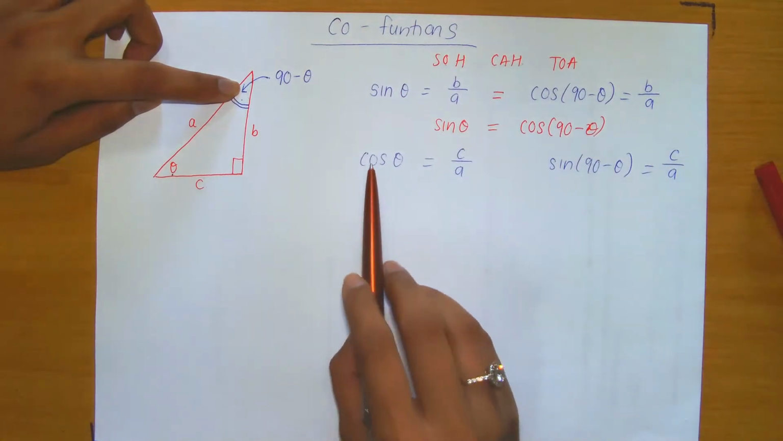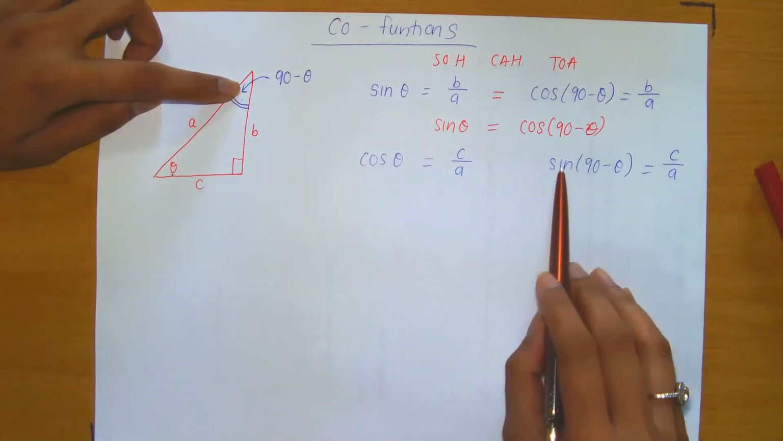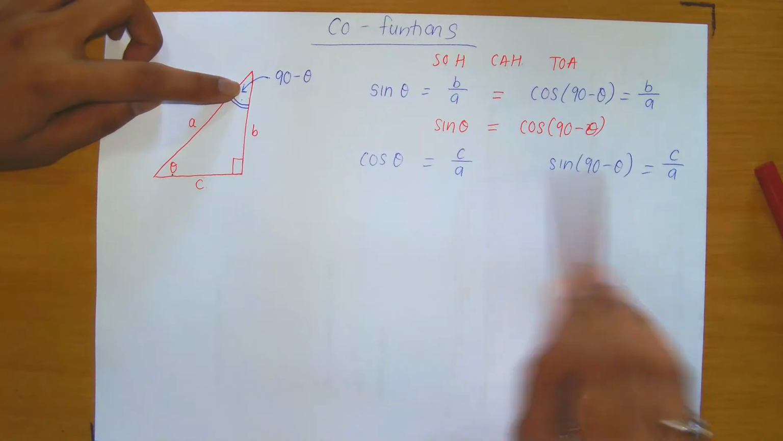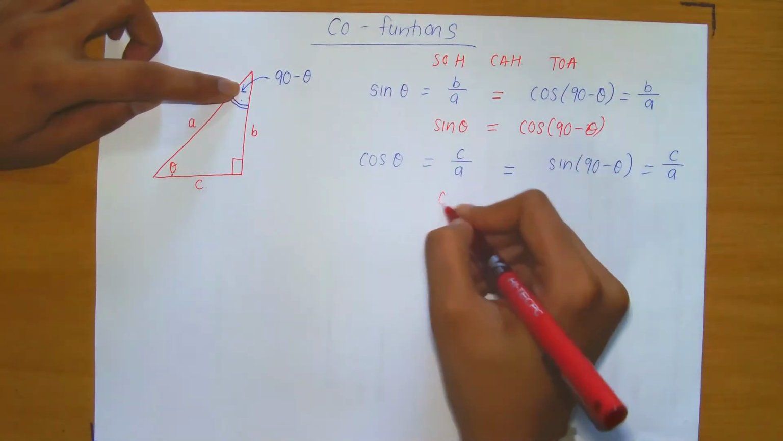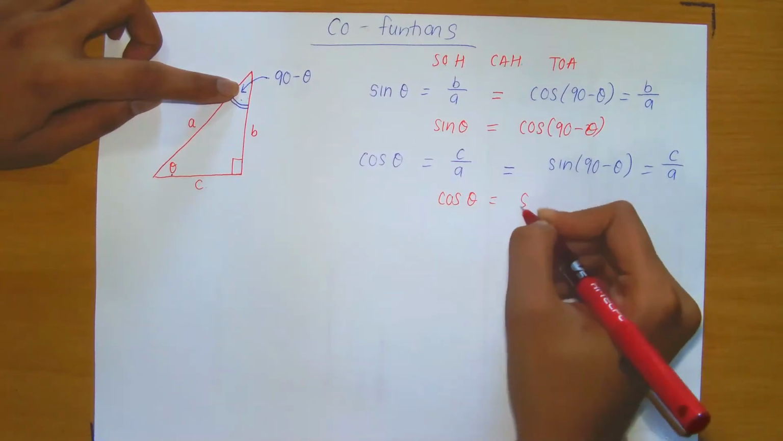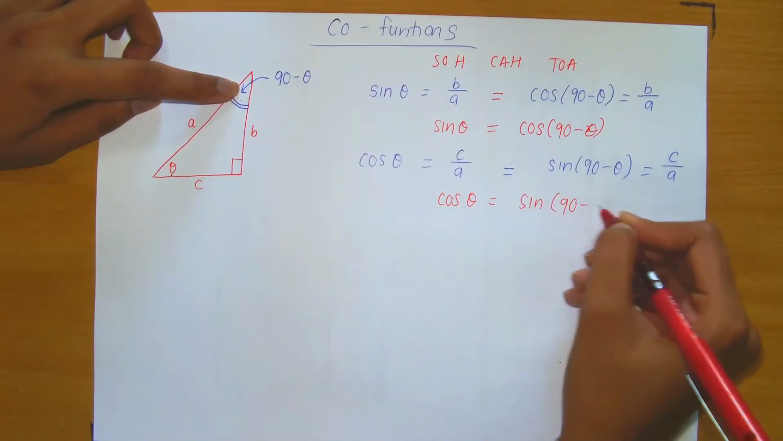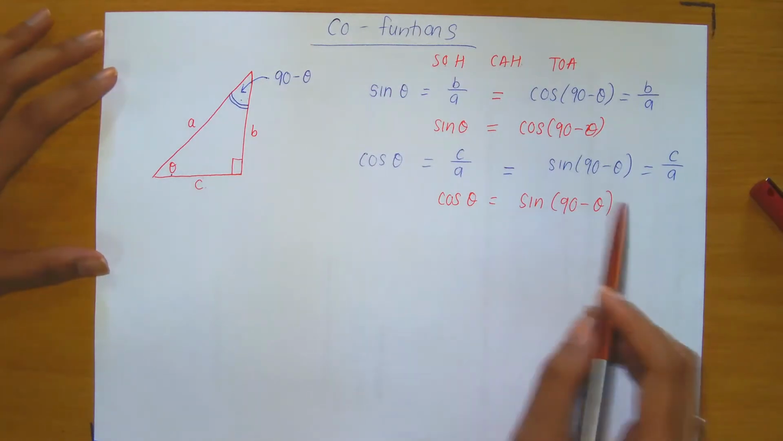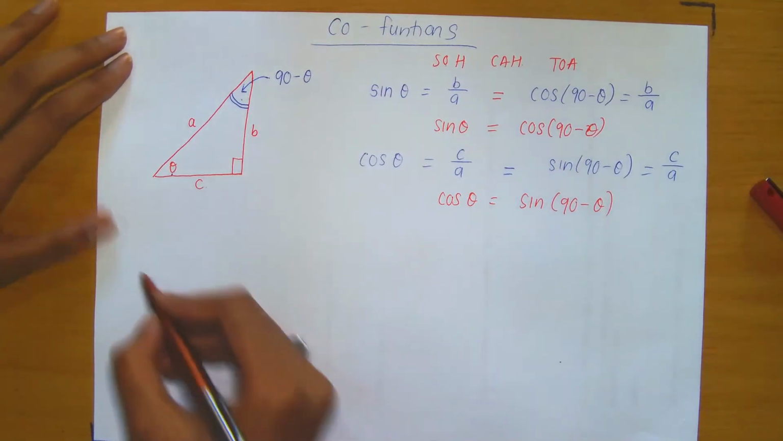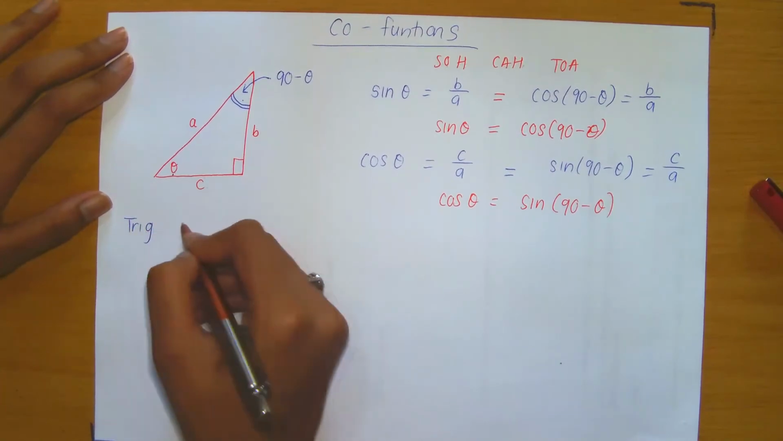So once again, we observe that cos of theta is equal to sine of 90 minus theta, which is C over A. So these two things are equal, and we summarize that cos theta equals sine of 90 minus theta. Essentially, we've got these ratios where cos and sine are written in terms of one another.